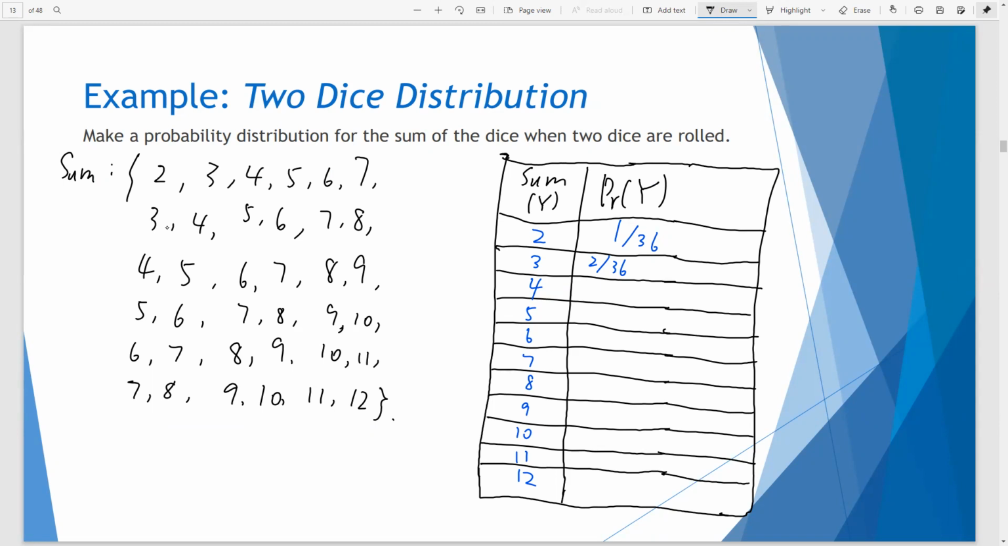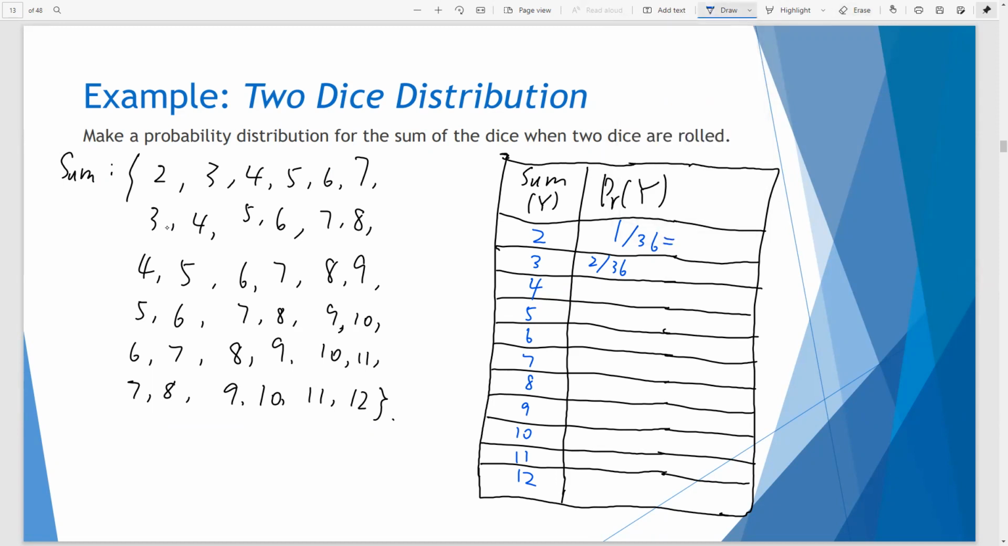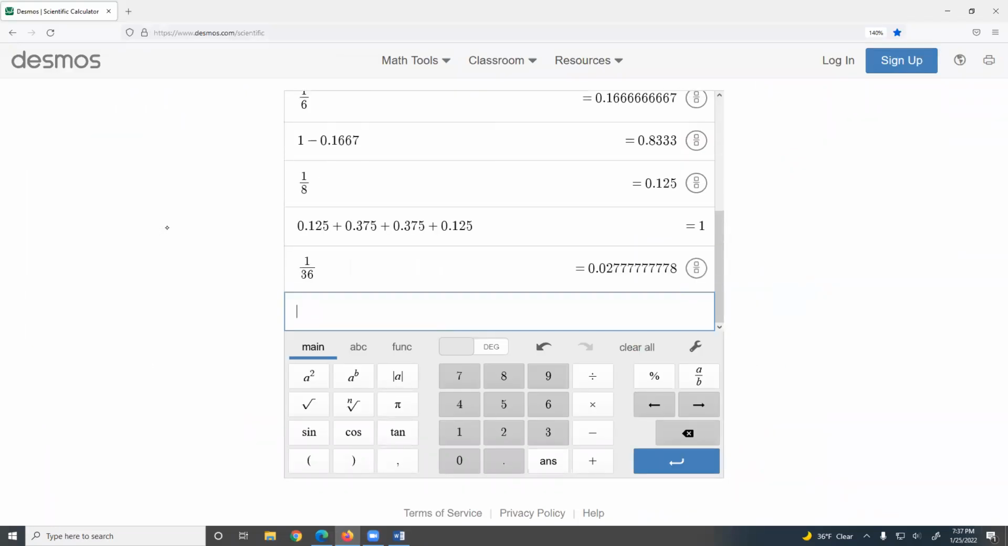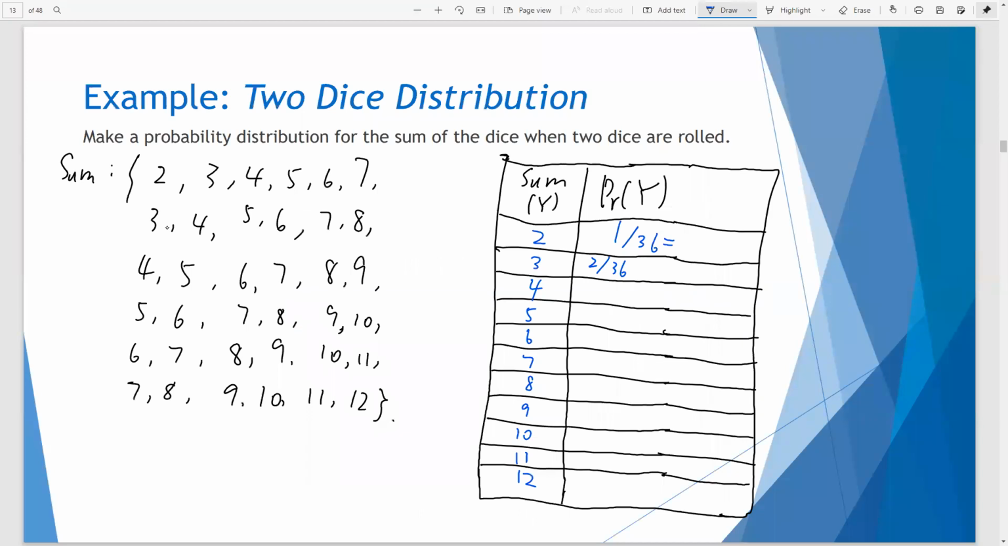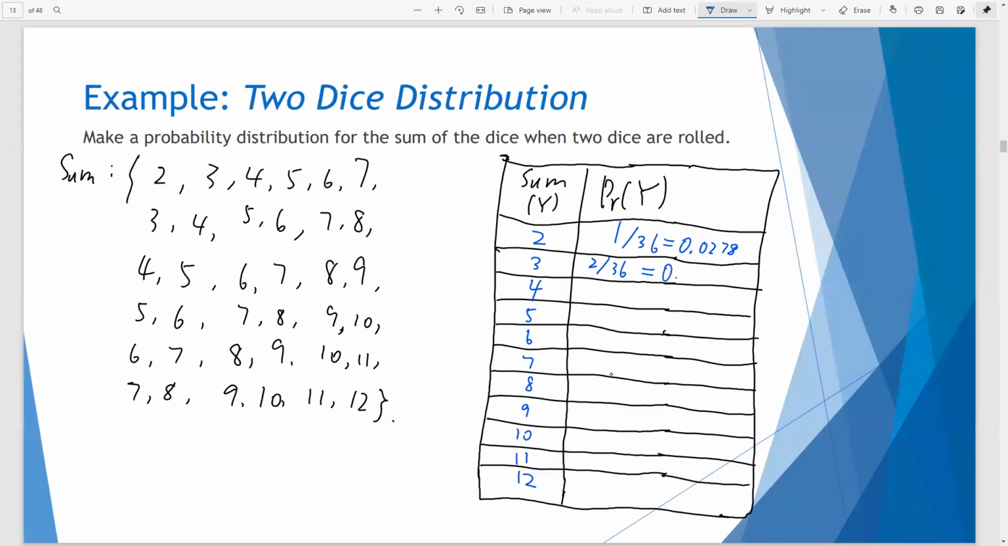1 out of 36, we could use a calculator right here. 1 out of 36, that's 0.0278. 2 out of 36, 0.0556. Here it is not exact, so the answer is rounded, so maybe it will be a little off, right?